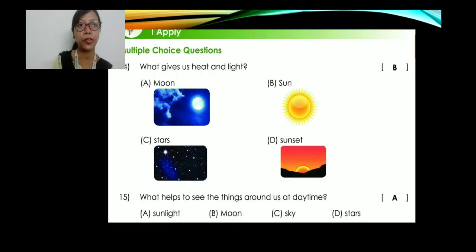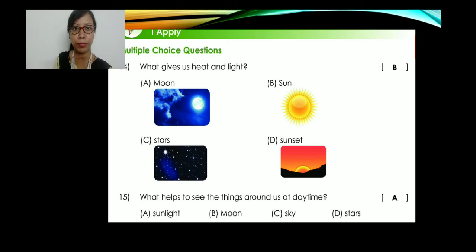Now let's move towards the next one, which is multiple choice questions. Number 14: what gives us heat and light? We have 4 options: moon, sun, stars and sunset. Moon doesn't give us heat. Stars don't give us heat. Even sunset is not. It is a part of a day, right? So the sun is the only thing that gives us heat. So the answer will be B. You have to write B in the bracket.